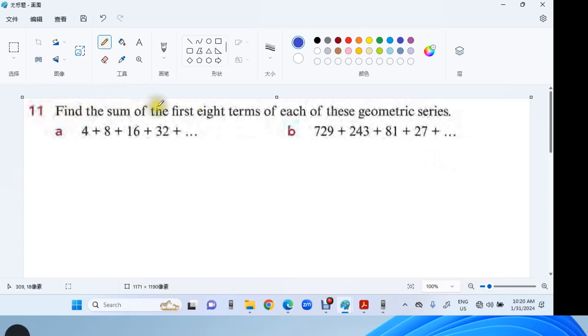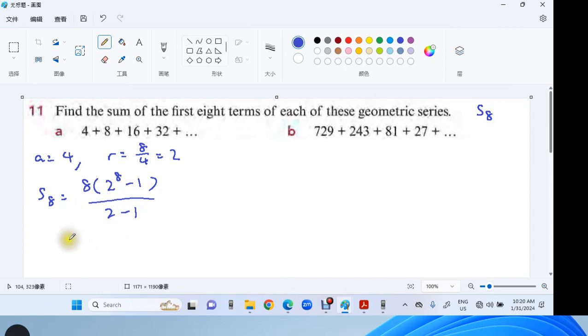Question 11. Find the sum of the first 8 terms. So we want to find the S8. So we know that the A is 4. The R is 8 divided by 4, that is 2. So the S8 is A, 2 power 8 minus 1 divided by 2 minus 1.